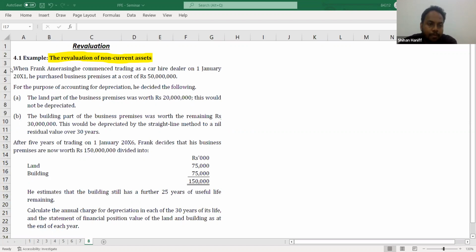Example. When Frank Amarasinghe commenced trading as a car hire dealer on 1st of January 2001, he purchased business premises at a cost of 50 million. On 1st of January 2001, he purchased business premises for 50 million. For the purpose of accounting for depreciation, he decided the following.